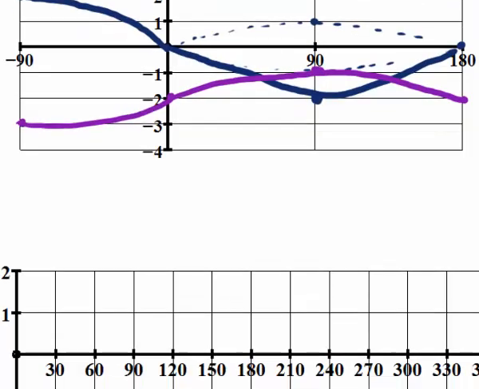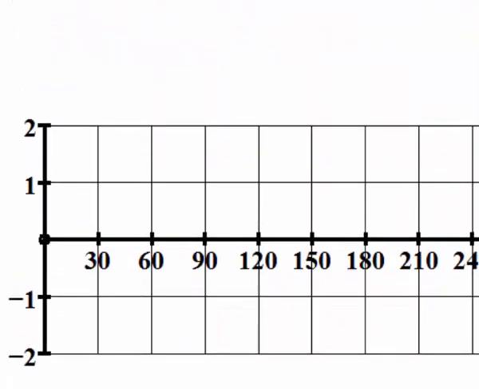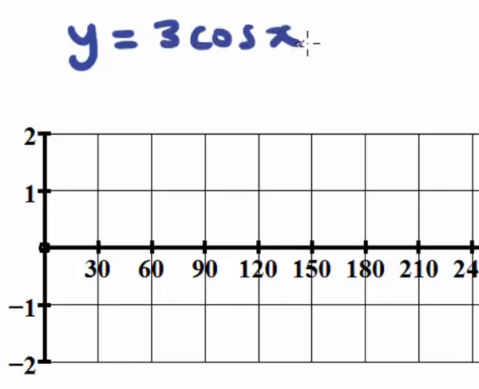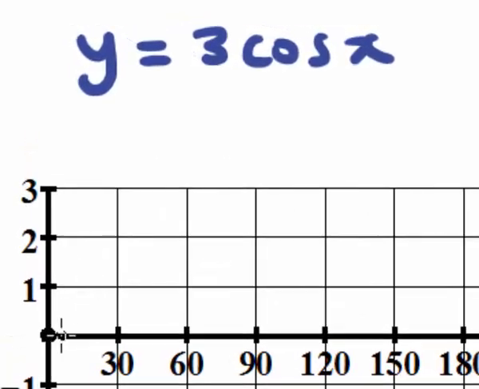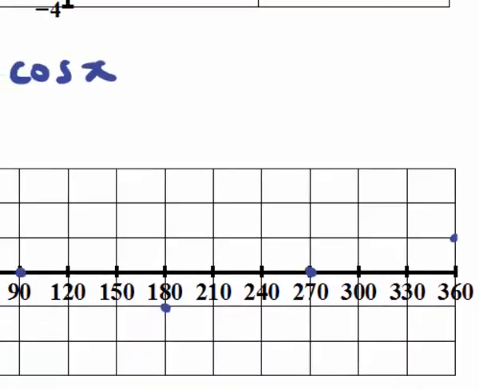Now look at number B. It says cos 3x and 3 cos x. So if we take the graph, let's go to blue. Y is equal to, let's look at 3 cos x. Now that's an amplitude shift. Remember, so how do we draw this graph? Well, the basic cos curve goes there at 90, 180, 270, and 360. There's your basic cos curve.